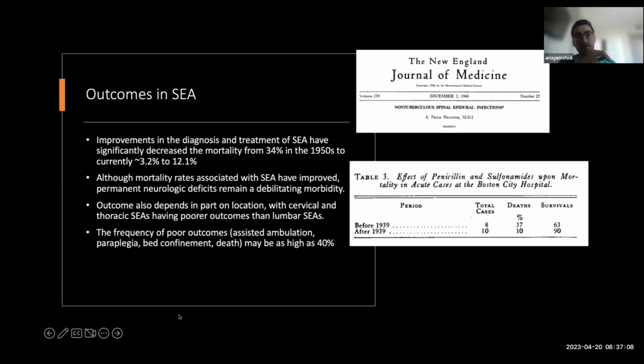And finally, in terms of spinal epidural abscess, again, we've also come a tremendous way, from mortality rates as high as 40% in the 1950s to now 3.2%. This is just, again, from Heusner's publication, just looking at the effect of penicillin and sulfonamides upon mortality in Boston City Hospital. And you can just see the survivals before and after the introduction of antibiotics. This continues to be a difficult disease to manage.